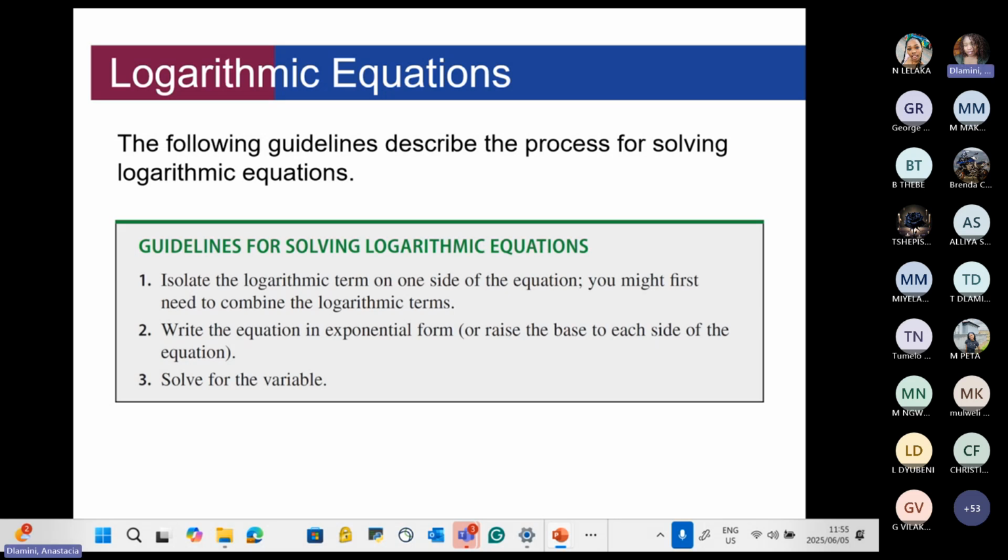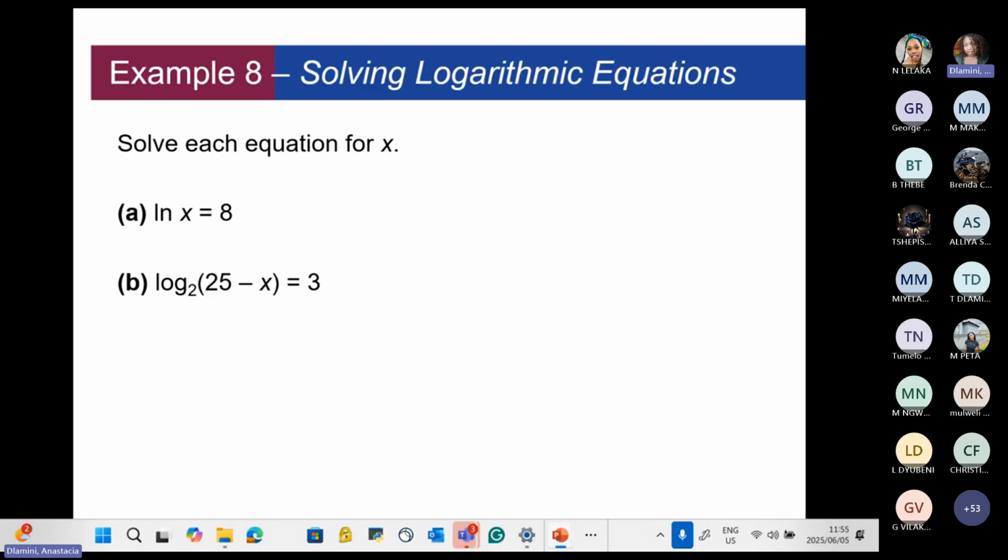Now write the equation in exponential form. We did that one last week. And raise the base to each side of the equation. Now solve for the variable. Let's solve. A. What is the answer to A?